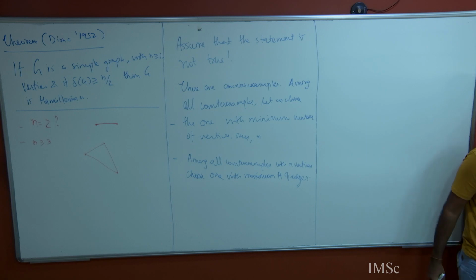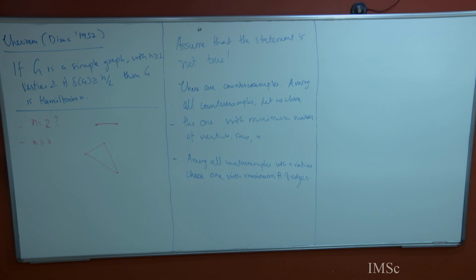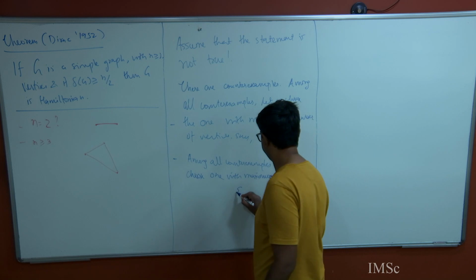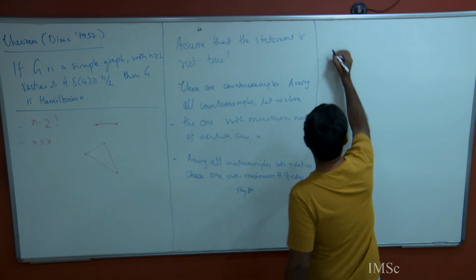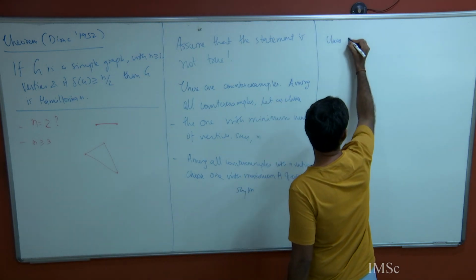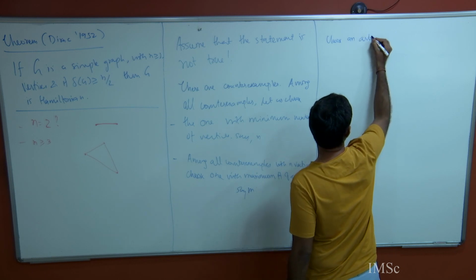So the smallest counterexample that we will need to build must contain n vertices. Now there could be many counterexamples on n vertices. Among all those, I choose the one which contains the maximum number of edges. Even this is not unique. There could be several graphs with n vertices and m edges which form a counterexample for us. Choose an arbitrary one, with maximum number of edges, say m.